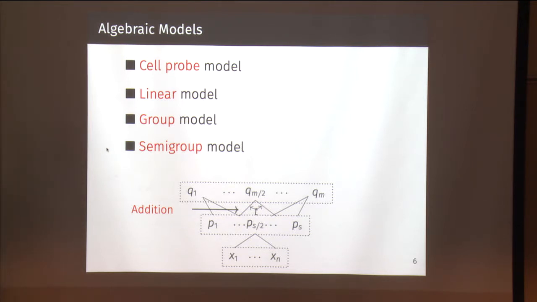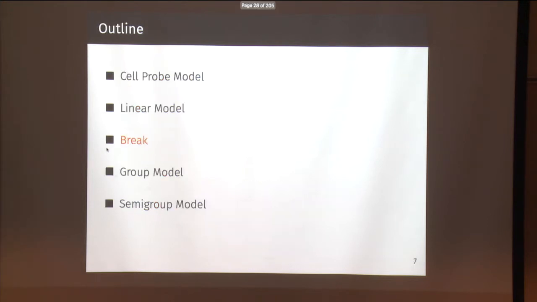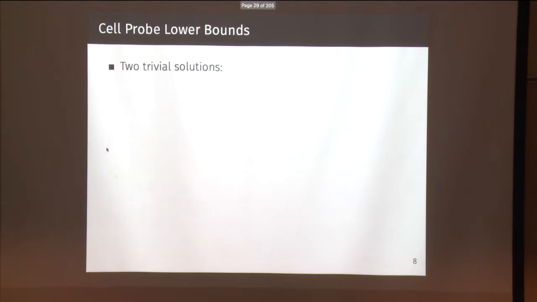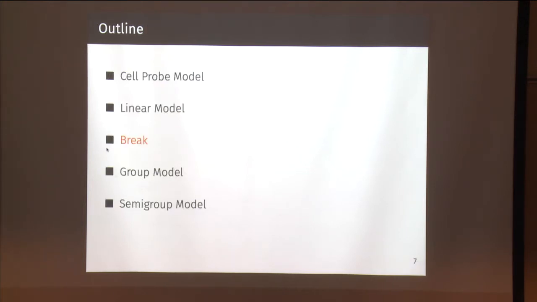All right, so these are the four models we're going to be looking at today. And okay, that's the outline of the talk. Before the break, we'll see the cell probe model and the linear model. After the break, we'll see the group model and the semigroup model. Okay, and let's start with the cell probe model.